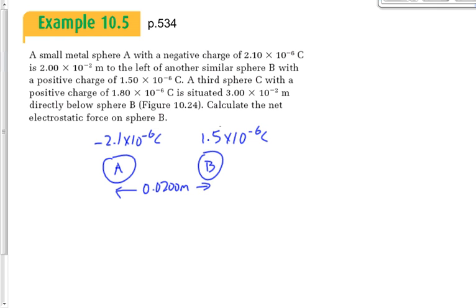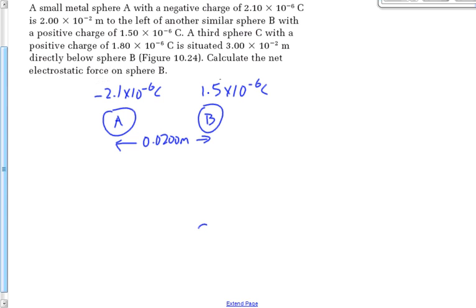All right, then it says a third sphere is below the second sphere, directly below. What is it? Positive 1.8 times 10 to the minus 6 coulombs, and the distance is 0.0300 meters. We want to find the net force on B.